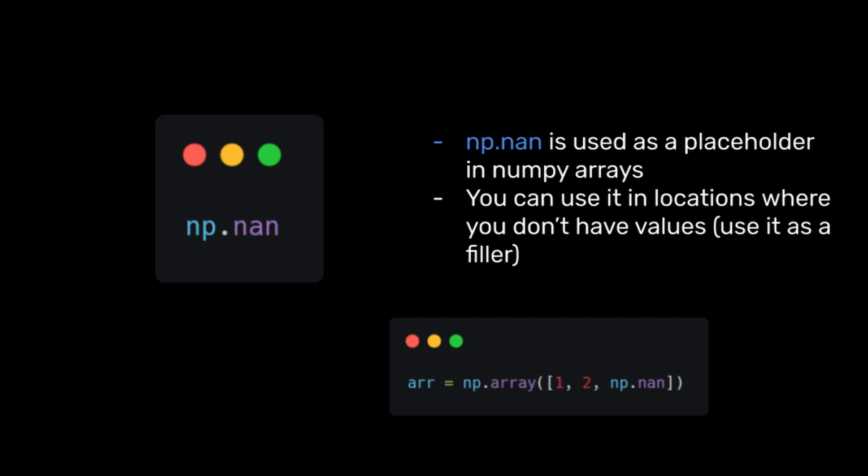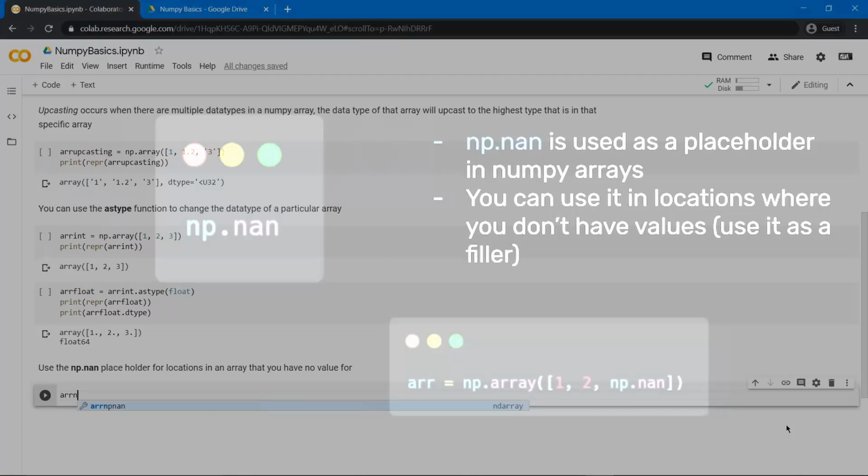There's one last thing I want to talk about in this video, and that is NumPy placeholders. When we don't want an array to contain a specific value at a certain index, we use np.nan as a placeholder for that location. But one thing to note when working with np.nan is that it can't take an integer type. Let's see how np.nan can be used in Colab.